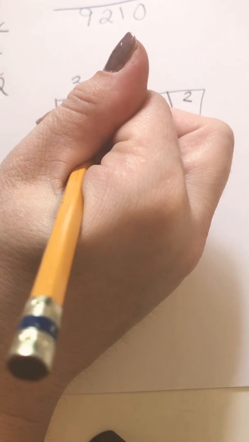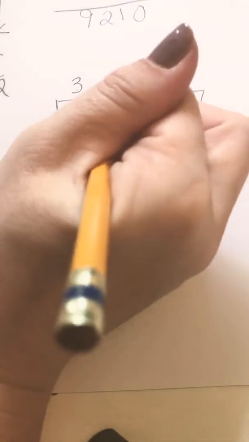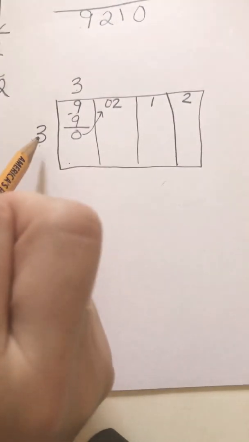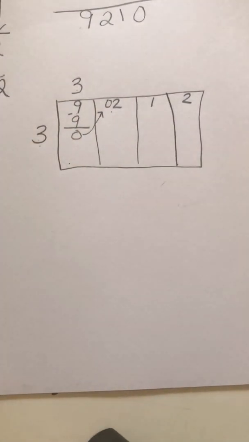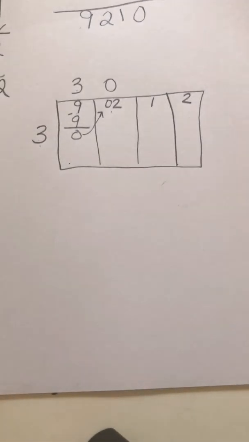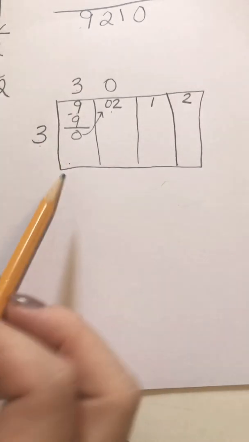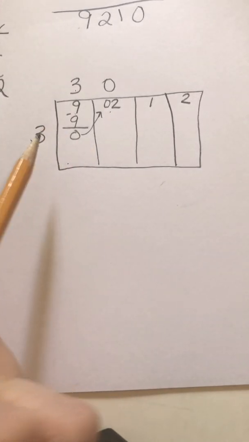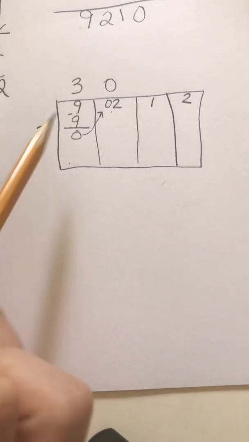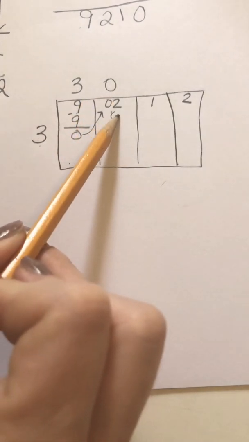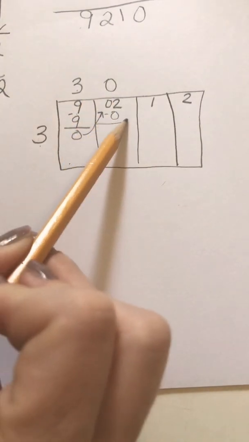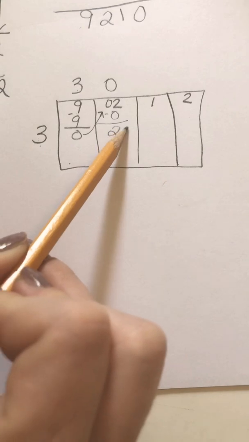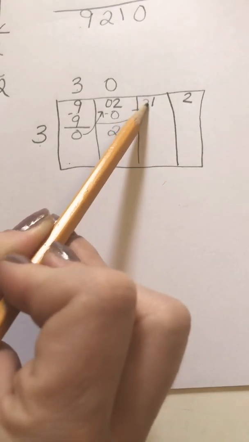I move the 0 in front of the 2, just for good habit's sake. How many 3s fit into 2? 0. I see it blurs every time I put my finger there. I'm sorry. I'll try to just put my pencil. So now 3 times 0, 0. I subtract. I get 2. I move the 2 over here.